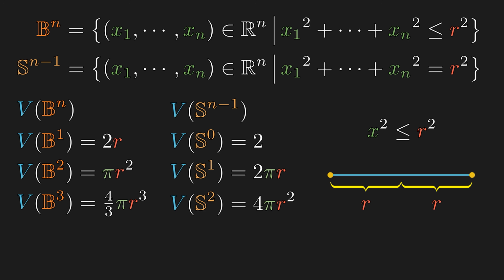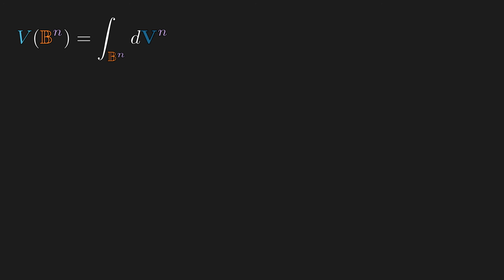Now, let's move up into higher dimensions, where visualization becomes nearly impossible. The most straightforward way to find the volume is to simply take an n-dimensional integral over the ball. And I use the dv here with the superscript n to denote the n-dimensional volume element.